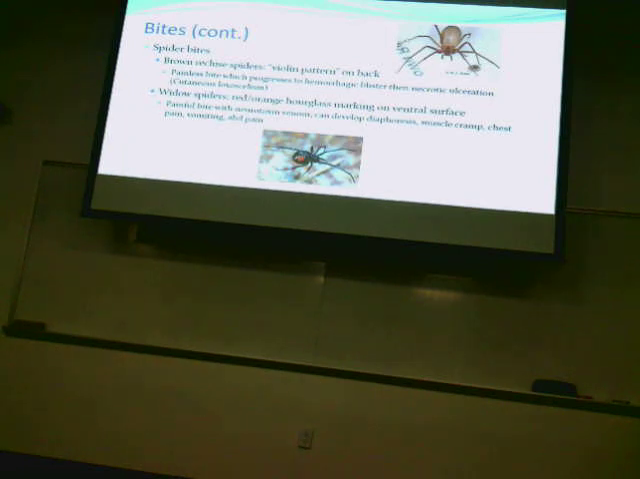Your black widow spiders have that red and orange hourglass mark on the ventral part of their bellies. This is a painful bite, unlike the painless bite of the brown recluse. This one has neurotoxic venom, and you can develop diaphoresis, muscle cramps, chest pain, vomiting, and abdominal pain.